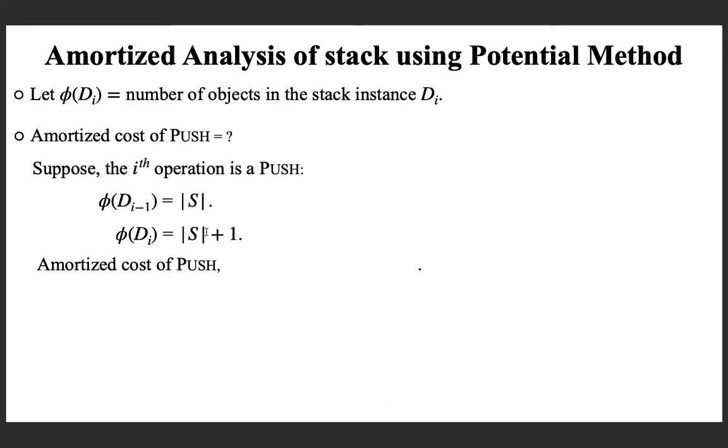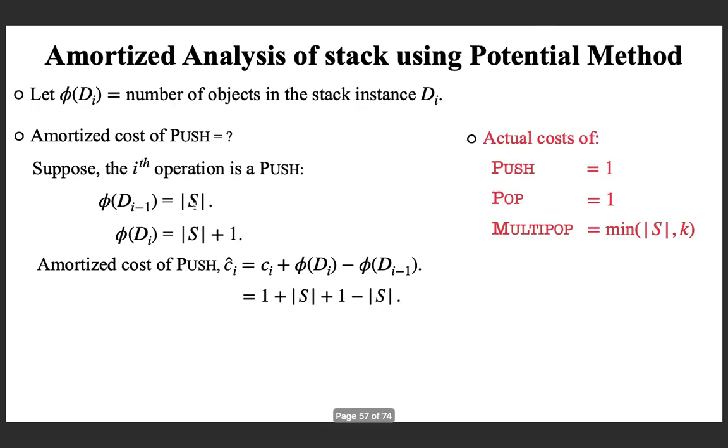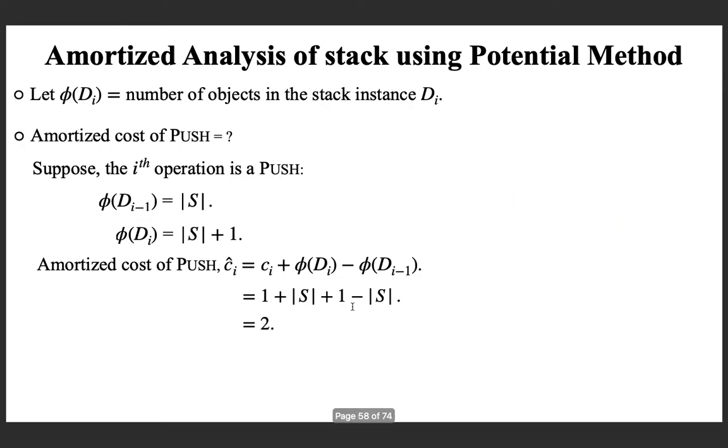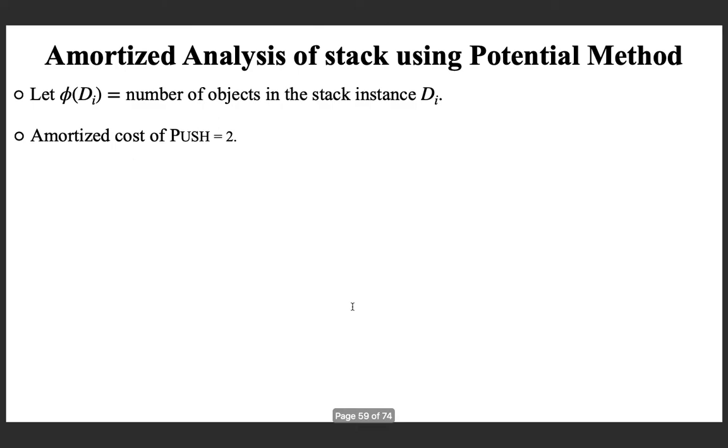So what is the amortized cost of push, which is defined as the actual cost plus the potential difference. This is the amortized cost by definition. I hope you remember the definition. This is exactly that formula. Now we have values for all this. So substitute. You know that the actual cost of push is 1. So it is 1 plus this quantity minus this quantity. If you solve it, you can easily see that it is nothing but 2. So 2 is the amortized cost of the push operation.